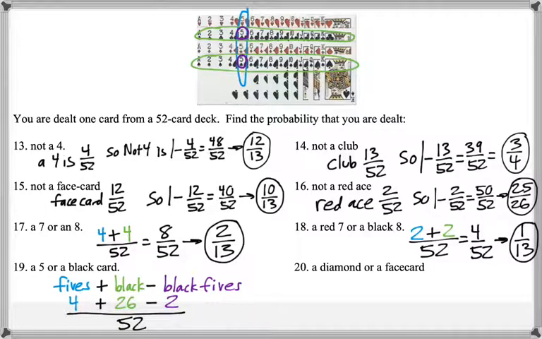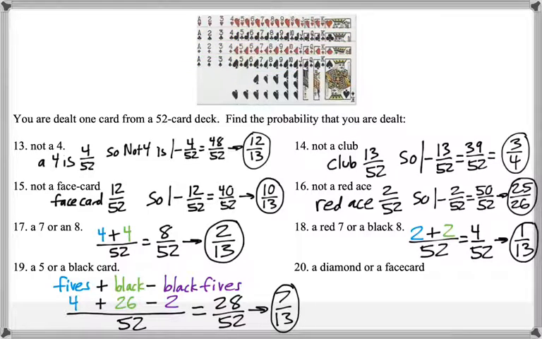So we want to take the 4 5s, add the 26 black cards, and subtract the 2 black 5s, and that's all over 52. And that is equal to 28 over 52, which reduces to 7 over 13.